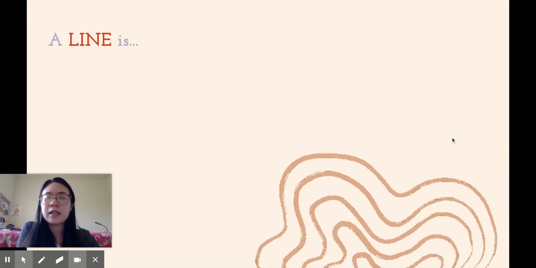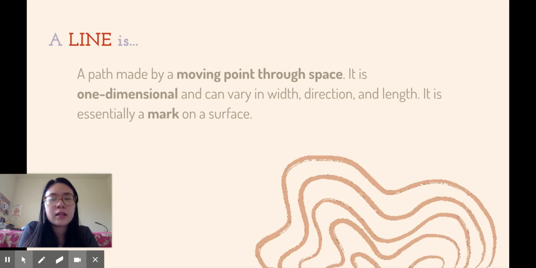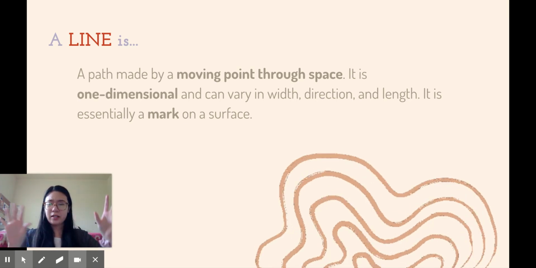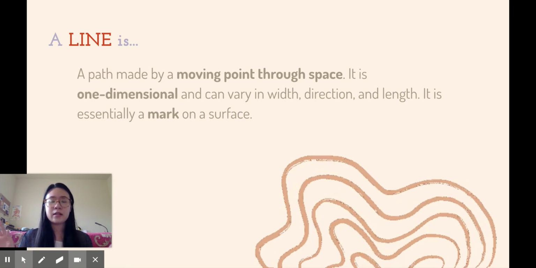So a line is a path made by a moving point through space. It is one-dimensional and can vary in width, direction, and length. It is essentially a mark on a surface. So a line can be any length, any shape. It can be straight, wavy, maybe a little angled. It can even be a dot. One dot counts as a line too, because that's a mark, and it's always flat.